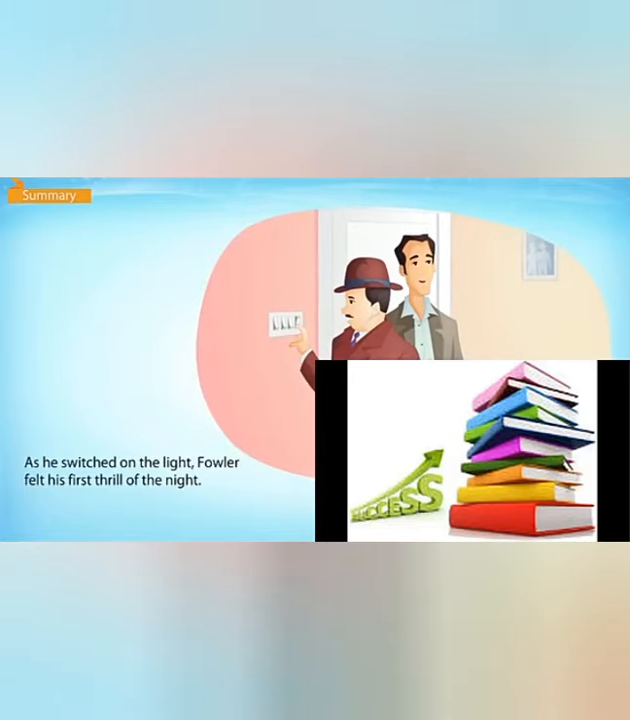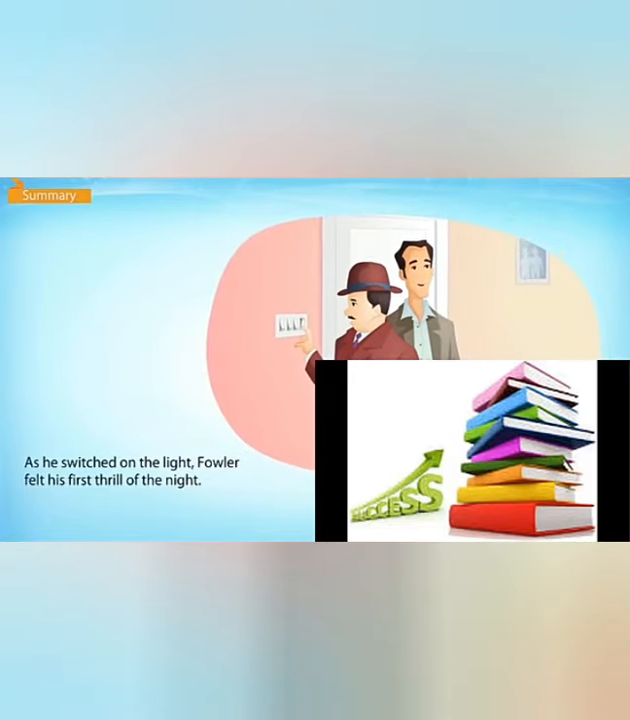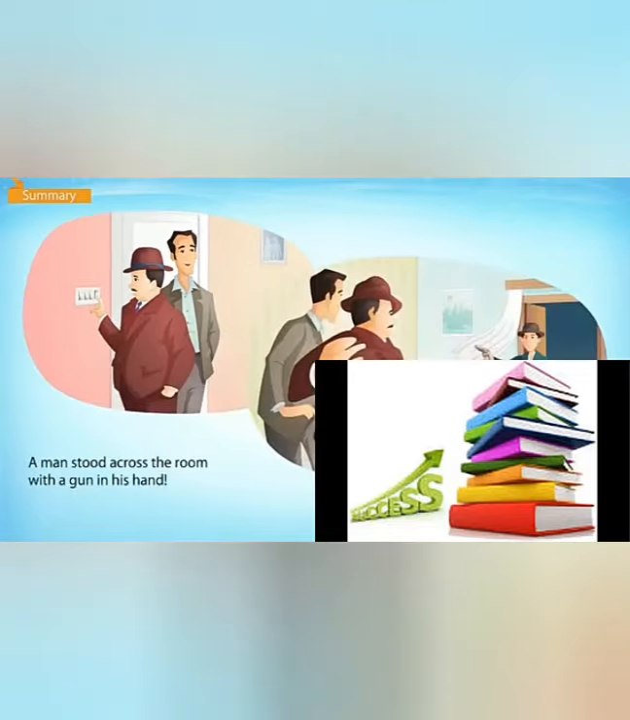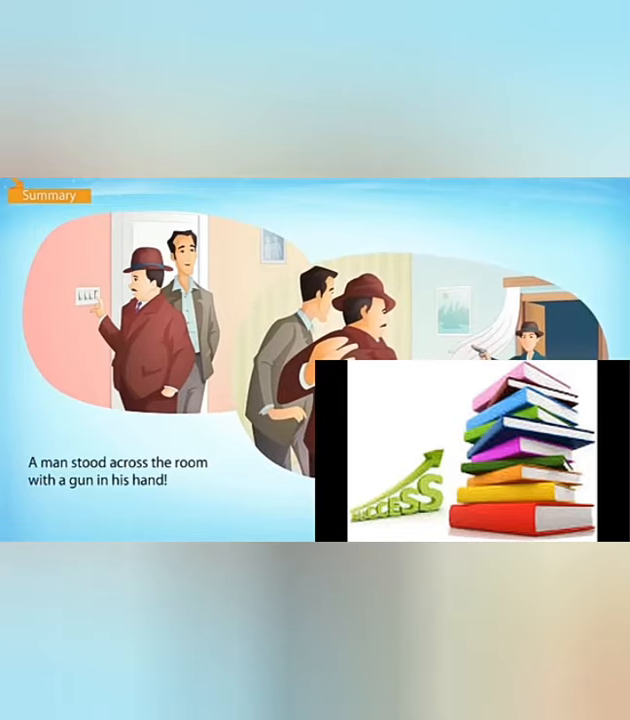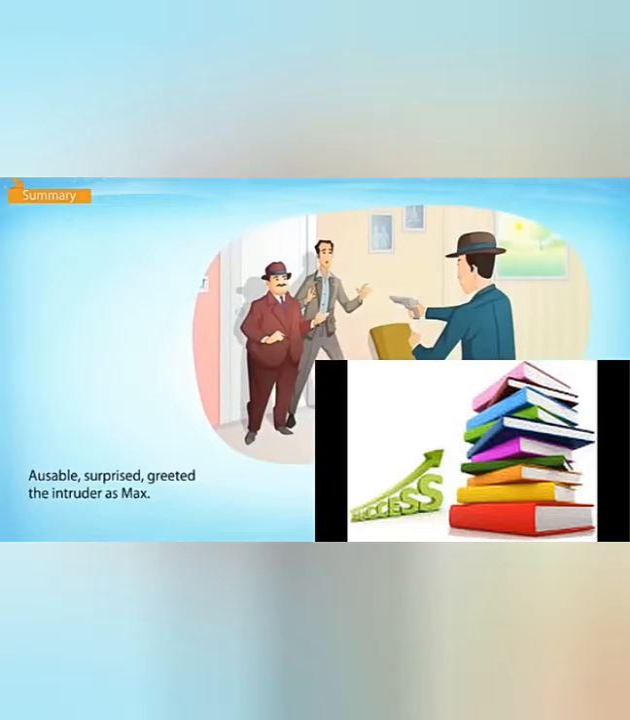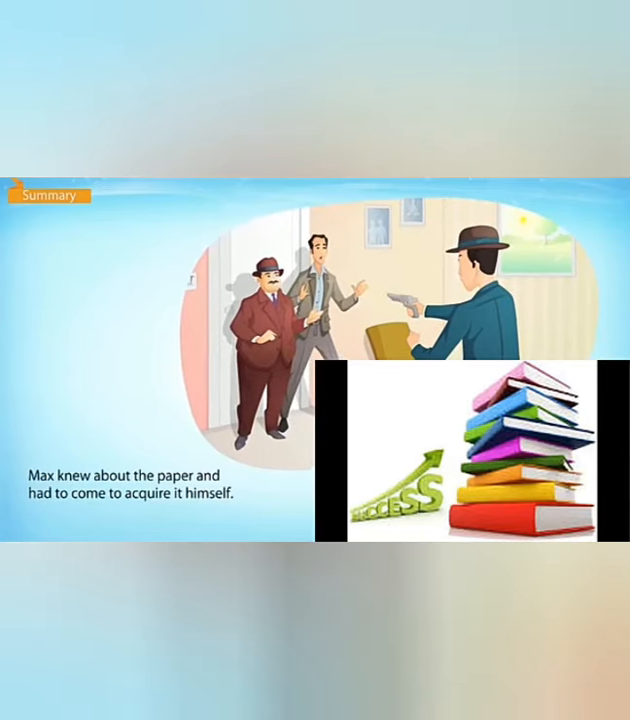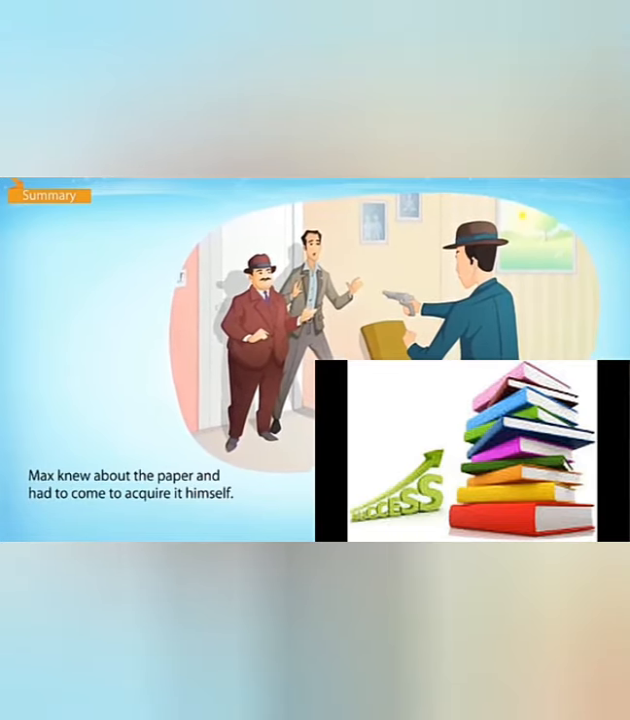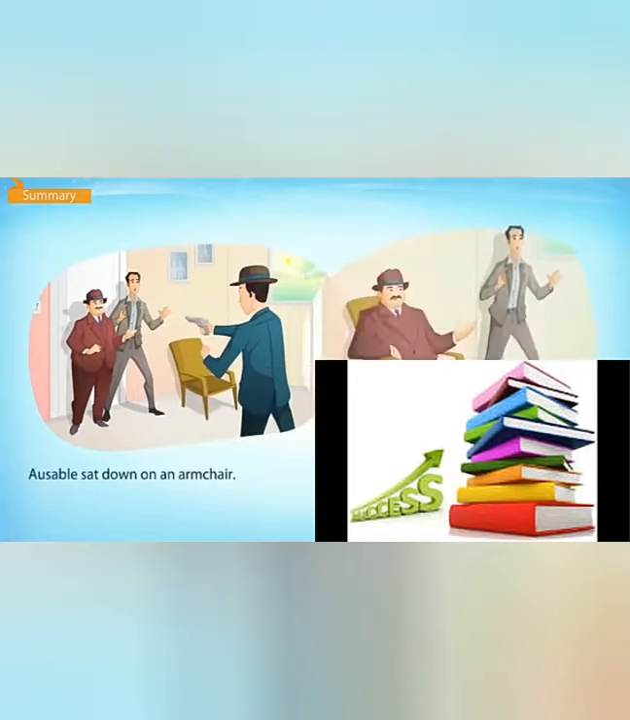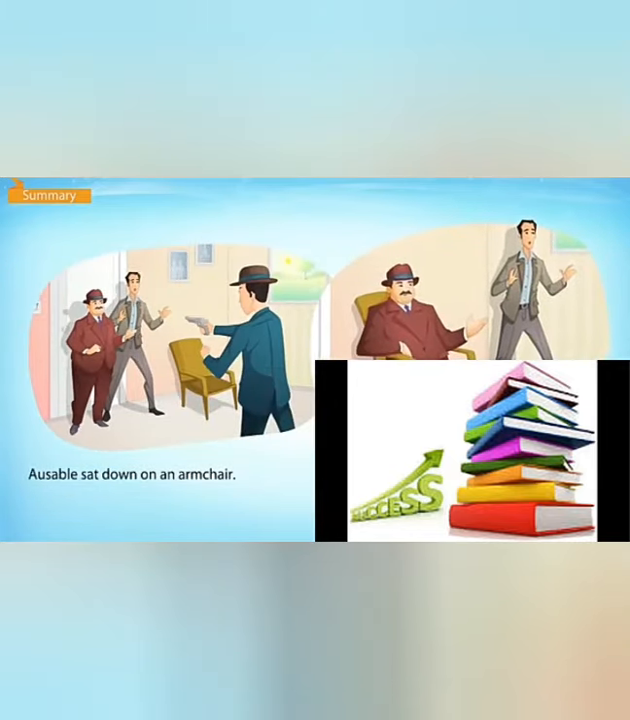As he switched on the light, Fowler felt his first thrill of the night. A man stood across the room with a gun in his hand. Ausable, surprised, greeted the intruder as Max. Max knew about the paper and had come to acquire it himself. Ausable sat down on an armchair.